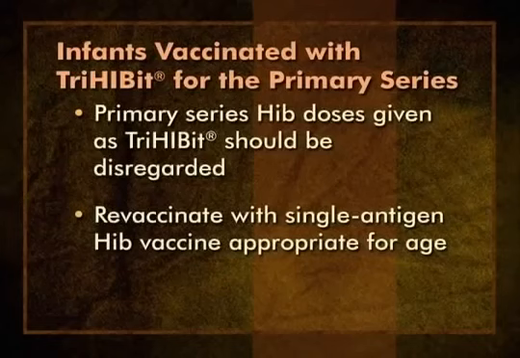Now, you may encounter children who received Trihibit inappropriately for 1 or more of the first 3 doses of the series. If so, the primary series Hib doses given as Trihibit should be disregarded. You can count the DTaP doses as valid. You should revaccinate the child with single antigen Hib vaccine appropriate for their age. You may need to use the catch-up schedule to determine how many doses of single antigen Hib the child needs. This conservative approach assures that the child is truly protected against invasive Hib disease.